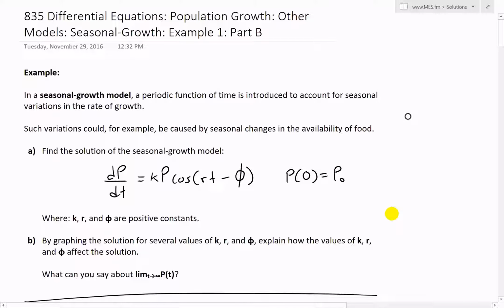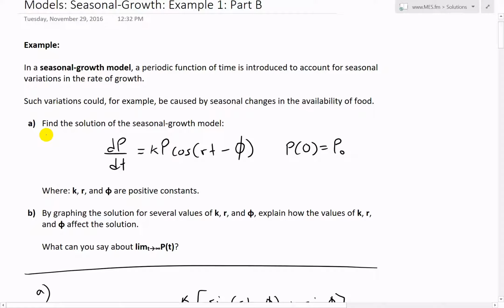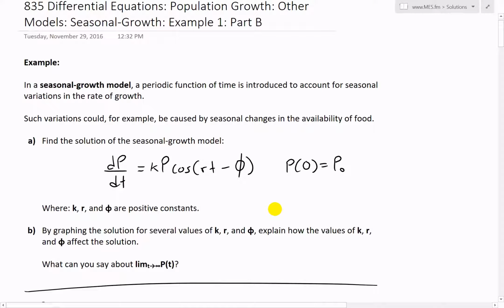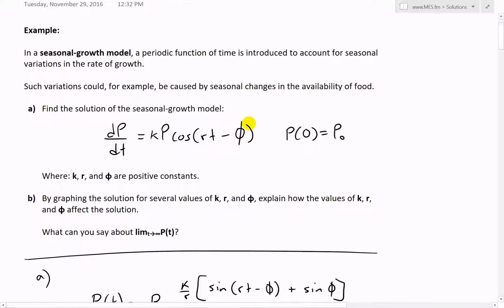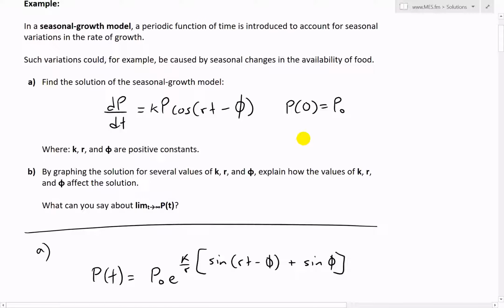If you recall from my last video, I went over part A, and I'll put a link to that in the description below, so make sure to watch that. Basically in that example I went over a seasonal growth model, and I'll read that again. In a seasonal growth model, a periodic function of time is introduced to account for seasonal variations in the rate of growth. Such variations could, for example, be caused by seasonal changes in the availability of food.